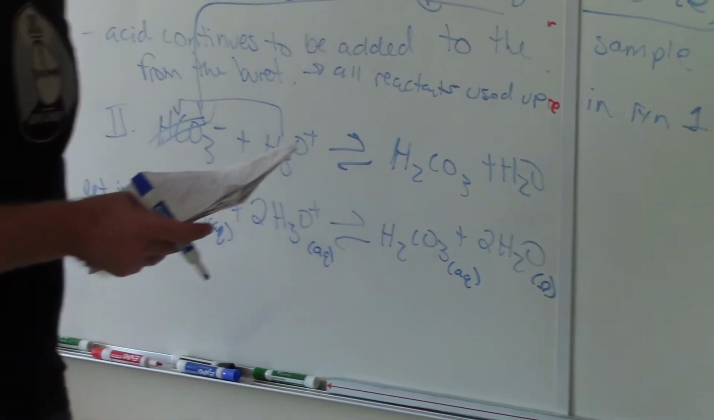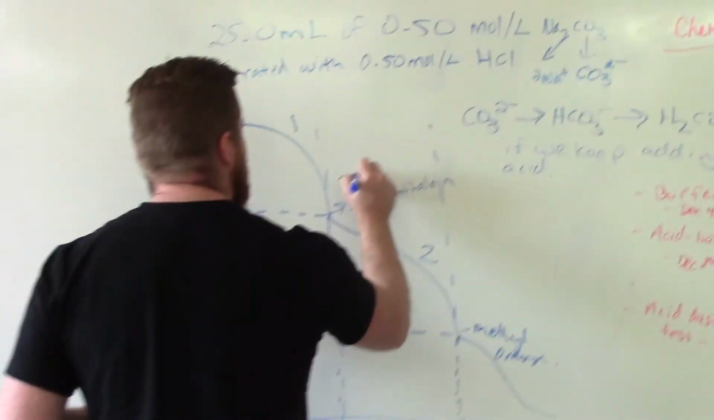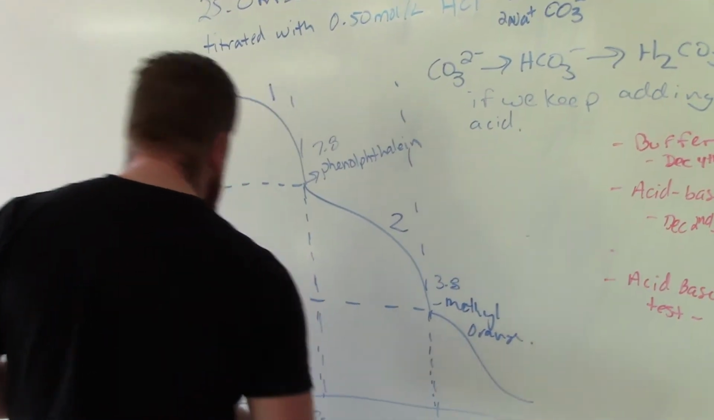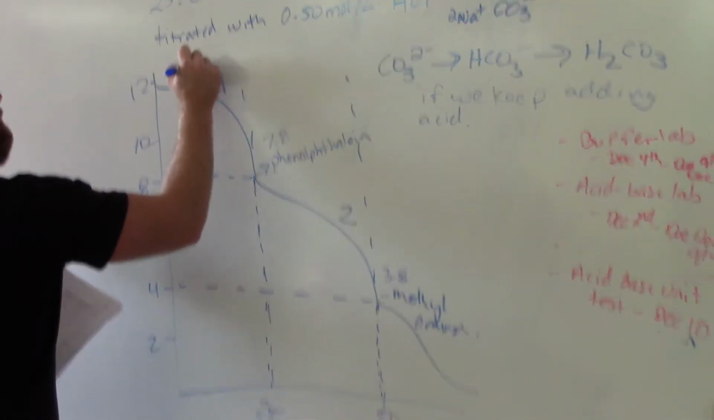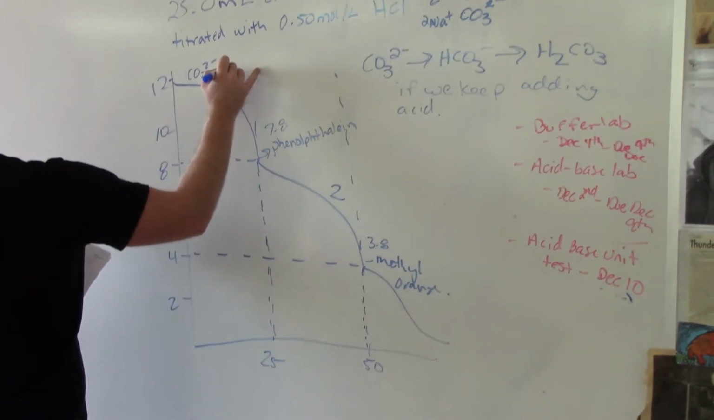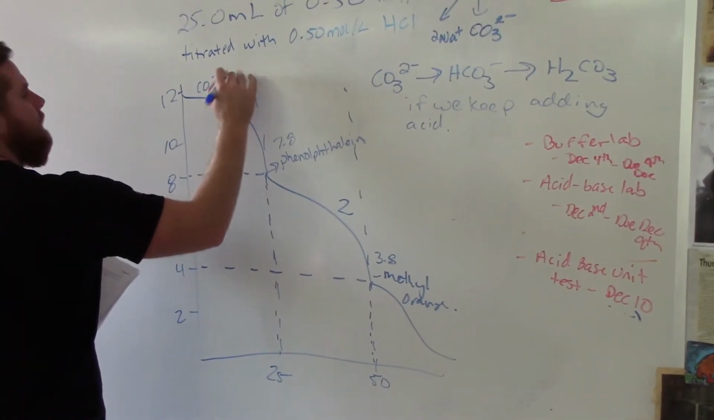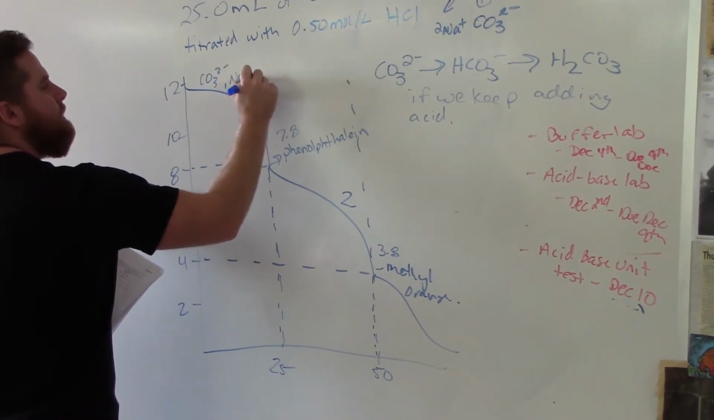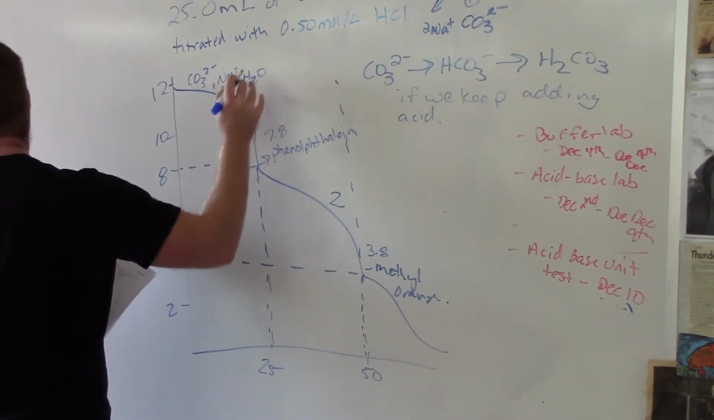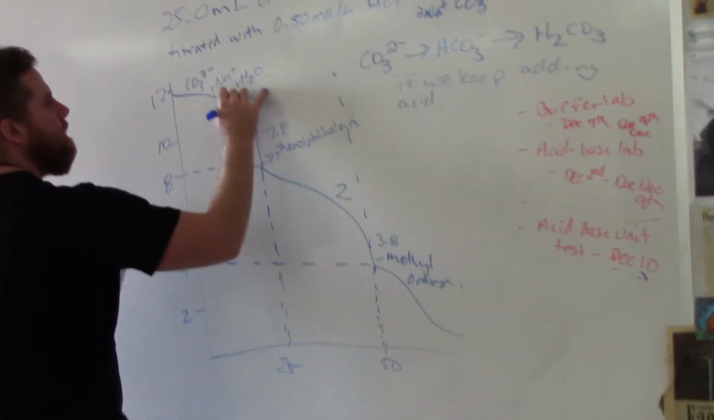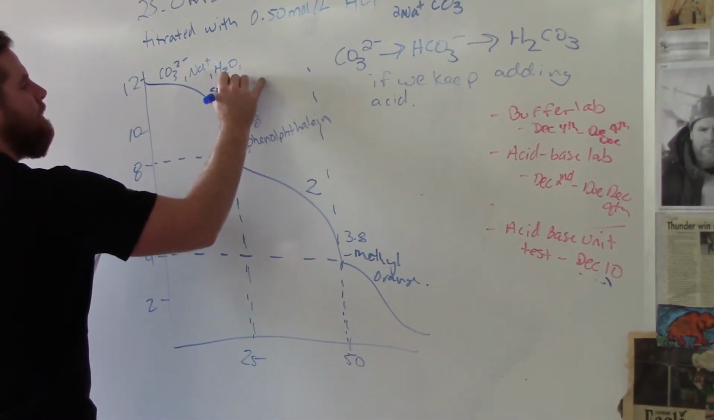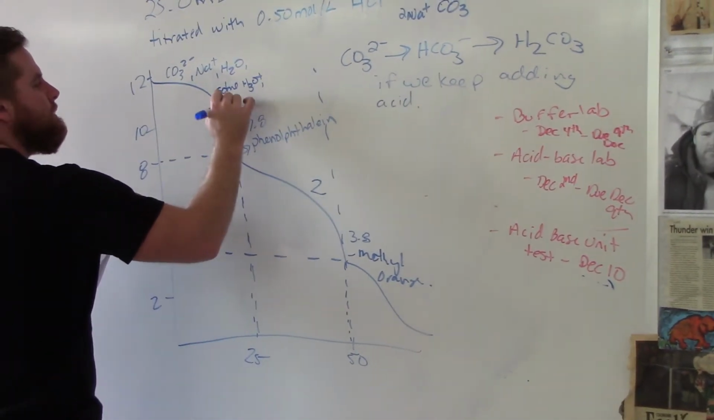Okay, and when I look at my acid-base chart, this is about 7.8, and this will be about 3.8, and I can identify what entities are present here. So here, right, it's basic, there's CO3 negative, there's Na plus, there's H2O, and then there'll be some H3O plus and Cl negative.